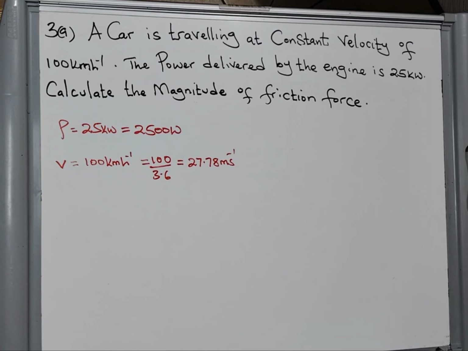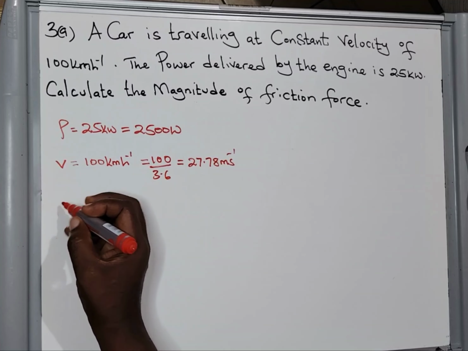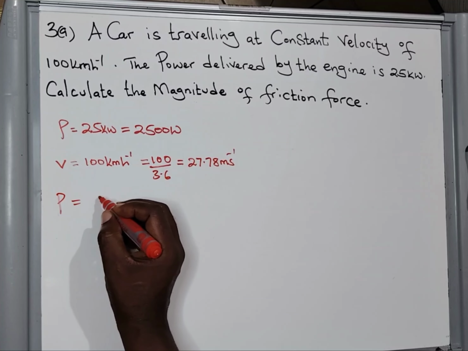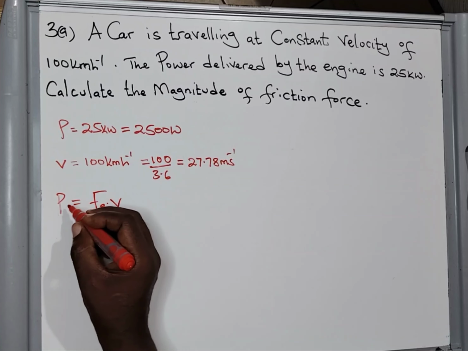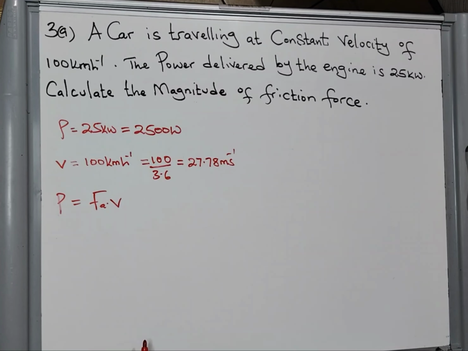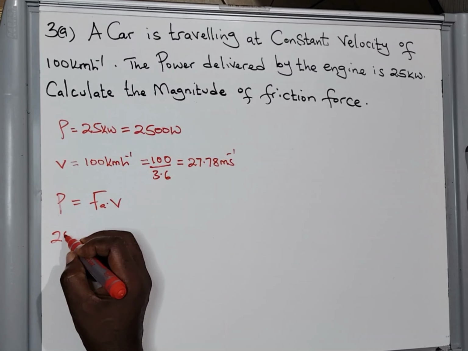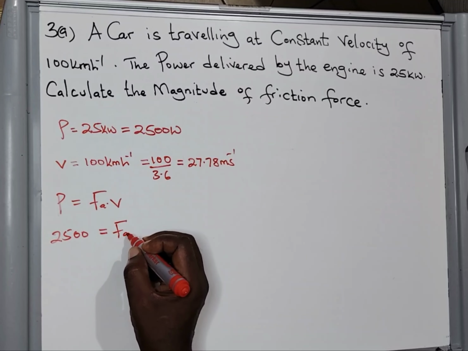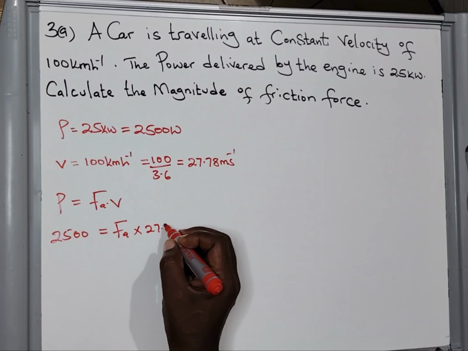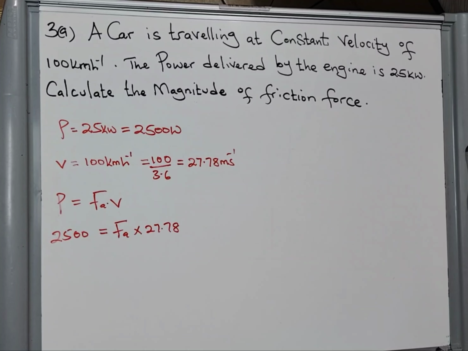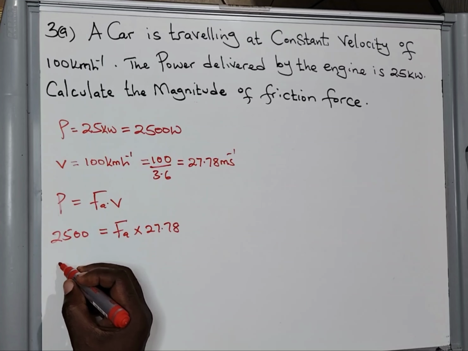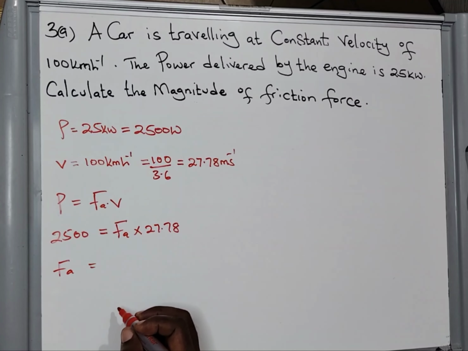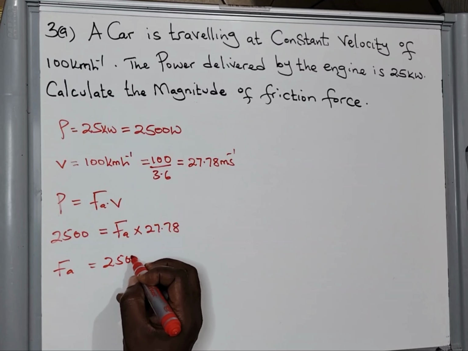So with that information, what comes to our mind? You have power, you have velocity, so it means that this equation is paramount: power is equal to F_A times v. So we substitute for our power, which is that, and we don't know F_A, but we know velocity, which is that.